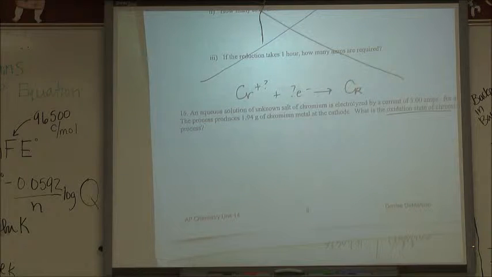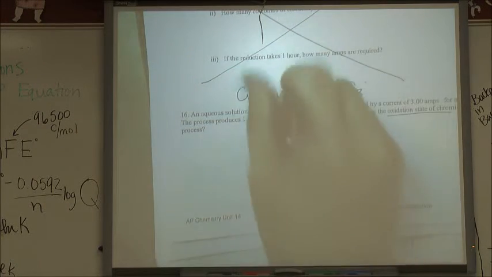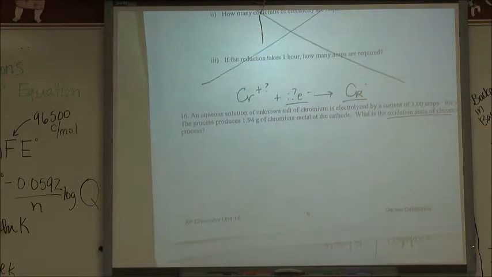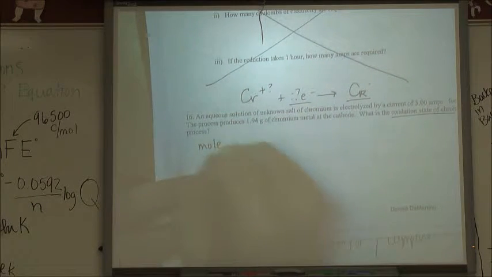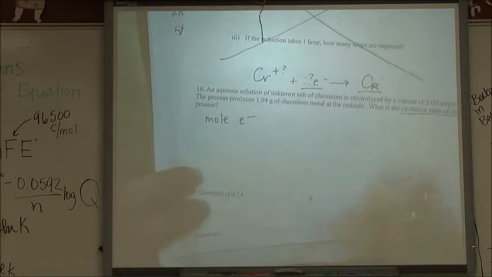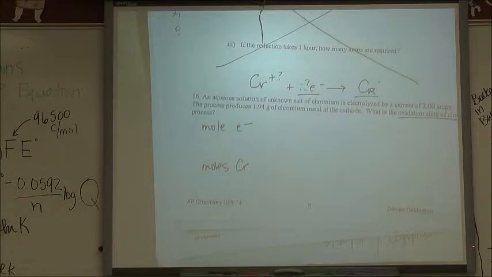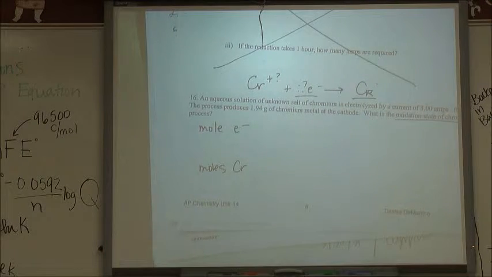So can anyone tell me what we're looking for? Trying to figure out how many moles of electrons. It's like a ratio, right? Aren't we trying to find this ratio? Moles of electrons to what? To moles of chromium. So we need to find both those numbers. I can't believe y'all picked that up that fast. I'm impressed. Moles of electrons, moles of chromium. So any ideas of how I can find moles of electrons?